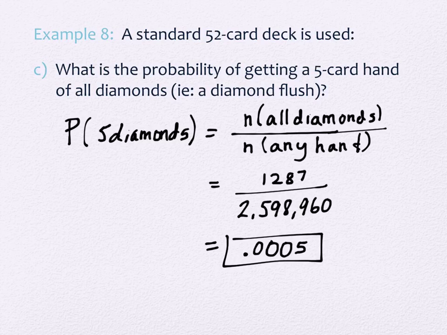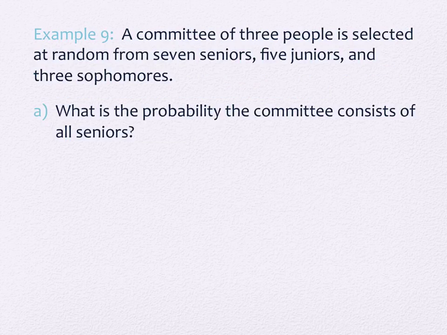All right, so in an effort to say that we don't always use this for card games, which is a true statement, let me show you how you can use it for something that's not a card game, but in the same way. We've got a committee of 3 people that are selected at random from 7 seniors, 5 juniors, 3 sophomores. Okay, going to make a committee, 3 people. What is the probability that the committee consists of all seniors?